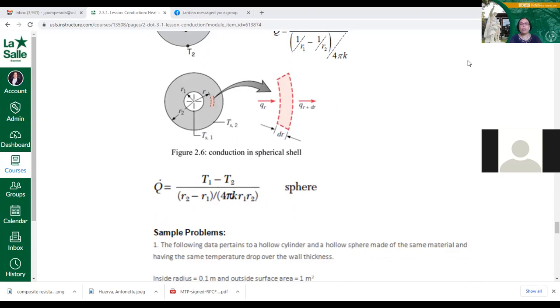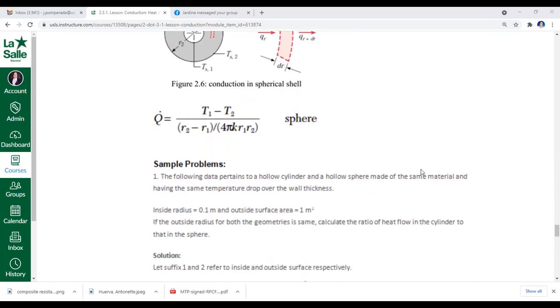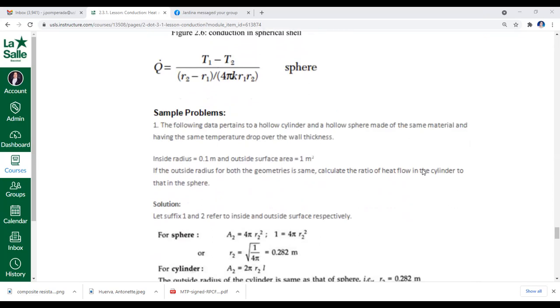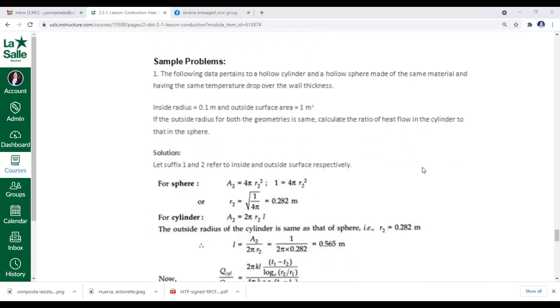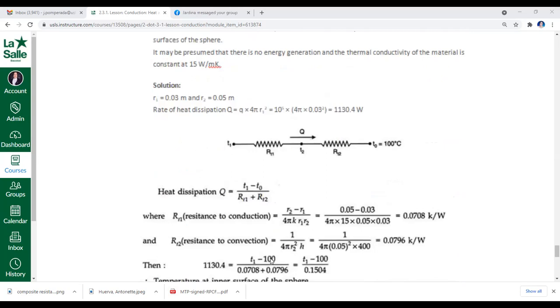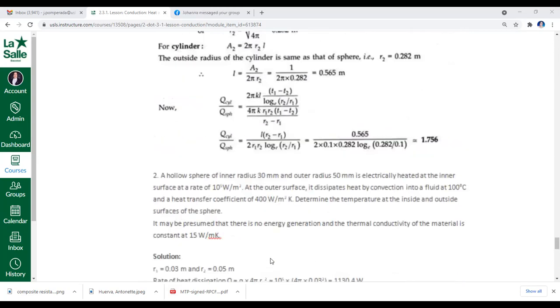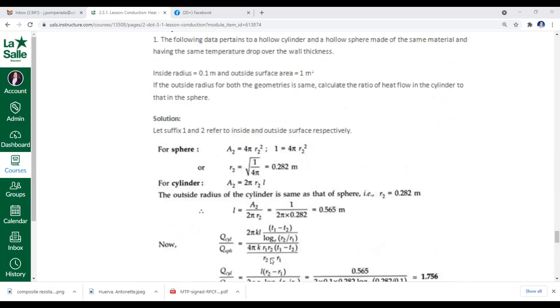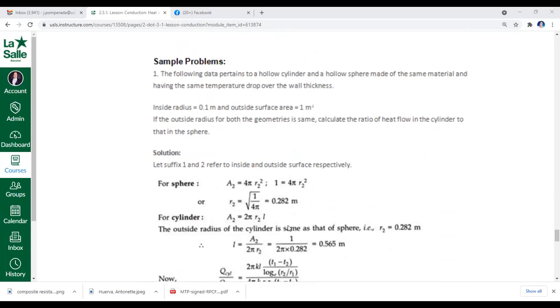So I have here a sample problem concerning a hollow sphere and a hollow cylinder, all in one problem, sample problem number 1. And in this problem, I think the concept of convective heat transfer was already considered. Let me check. So it's not in this problem because we don't have a fluid, we only have the mention of a hollow cylinder and a hollow sphere. So that would be, I think, in the second sample problem.